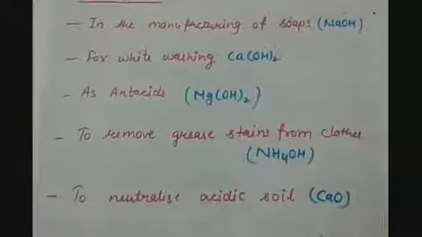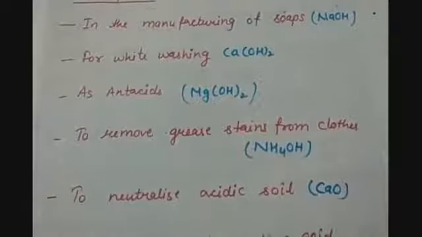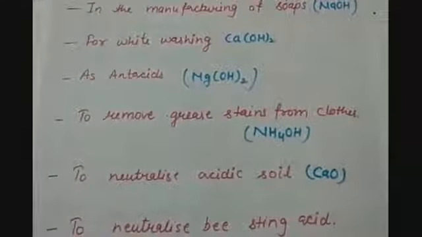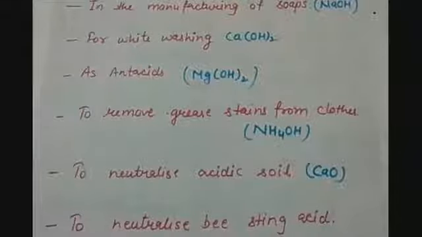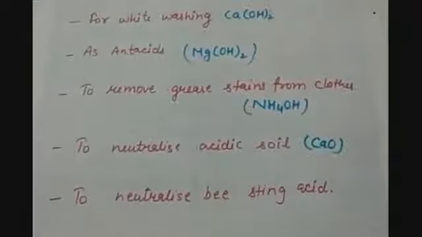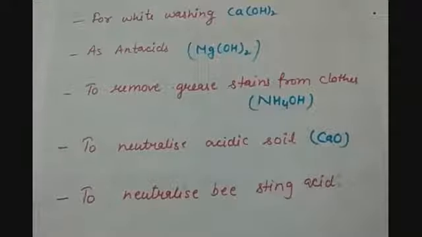Then bases are also used to remove grease stains from cloth. Ammonium hydroxide is one example. And to neutralize acidic soil, we use calcium oxide, which is a base. And to neutralize a bee sting, as we know that a bee sting contains formic acid, some bases are used to neutralize the effect of that acid, which causes irritation and pain. So this was all about today's lecture.